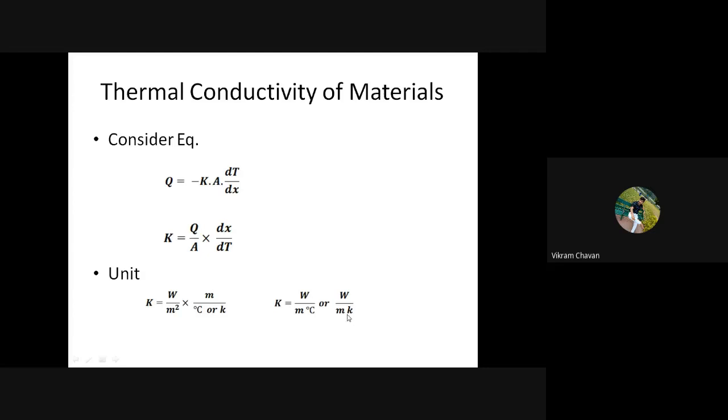Because to convert degree Celsius to degree Kelvin, we have to add 273 to the Celsius temperature. But we have to add this to two temperatures. So if you add 273 and subtract that particular 273, you will get the same value only. So the value will be the same for the watt per meter degree Celsius unit, and also for the watt per meter Kelvin unit.